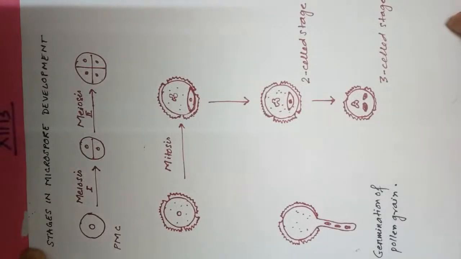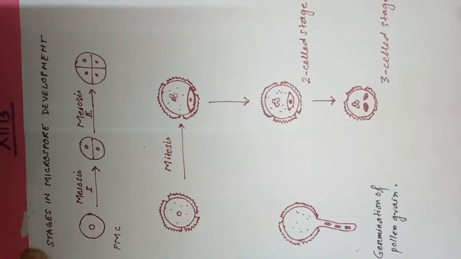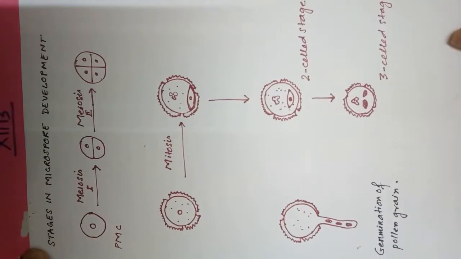Hello students. Today we will try to understand the stages of microspore development, how a microspore transforms into a mature pollen grain. Students, you all know that in each anther we have four microsporangia, and the center of the microsporangia is occupied by a homogeneous tissue known as sporogenous tissue.